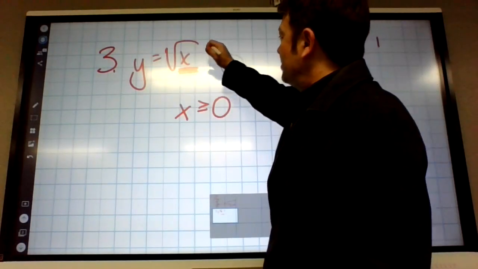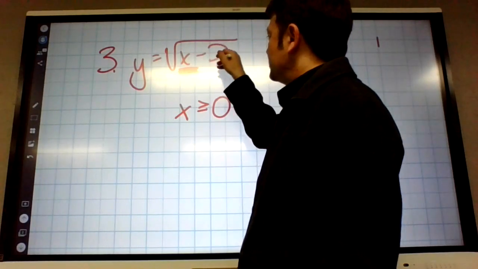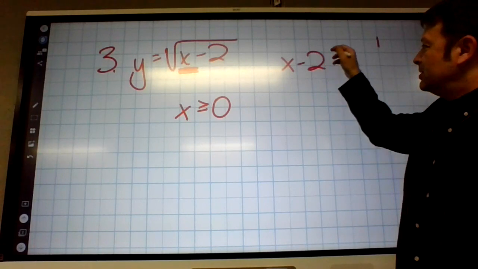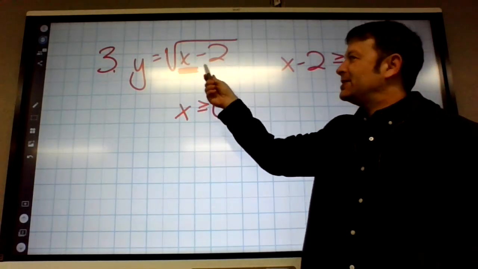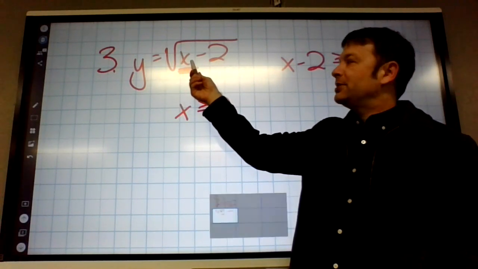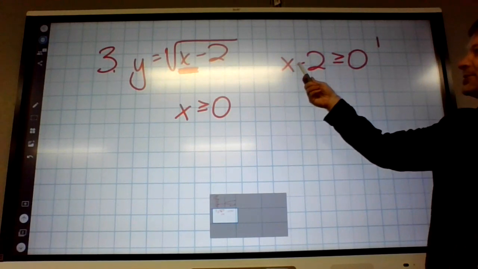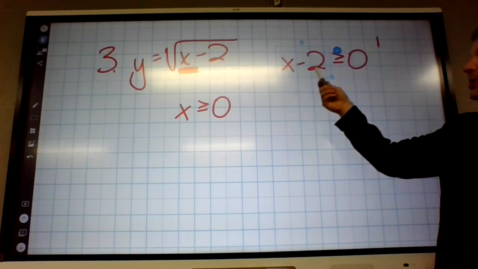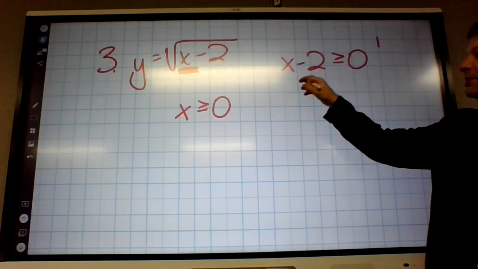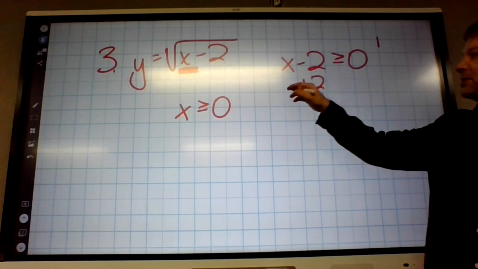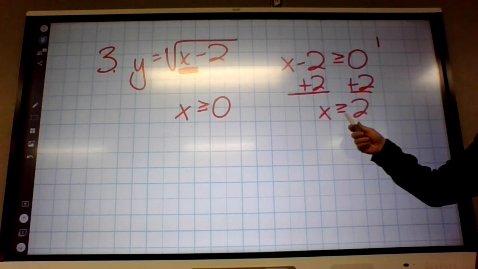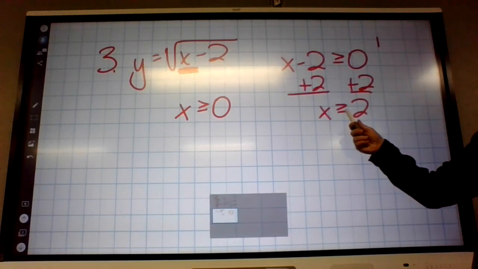Now what happens if I change it to this? Well, in this case, x minus 2 needs to be greater than or equal to 0, because this needs to be not negative. Cannot have a square root of a negative, it doesn't work. So this is how you set it up: we need whatever's under the square root to be greater than or equal to 0. Then how do I solve this for x? Plus 2. And in that case, x could be anything greater than or equal to 2.